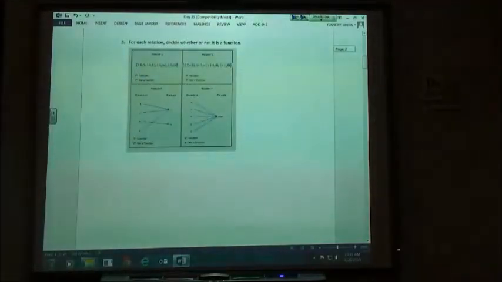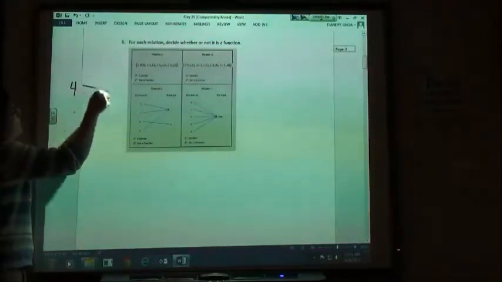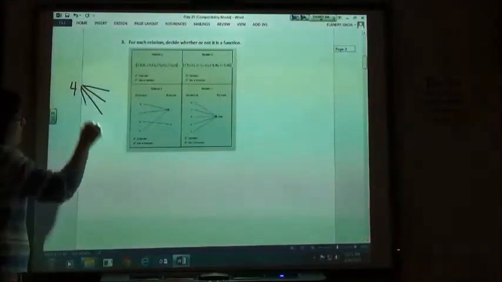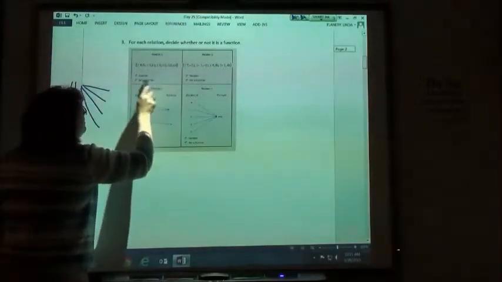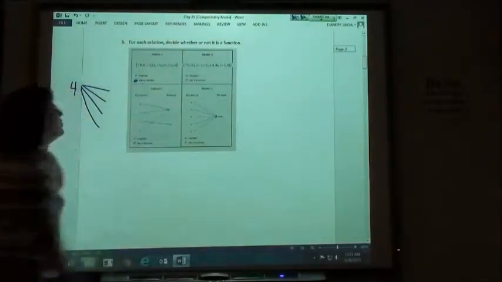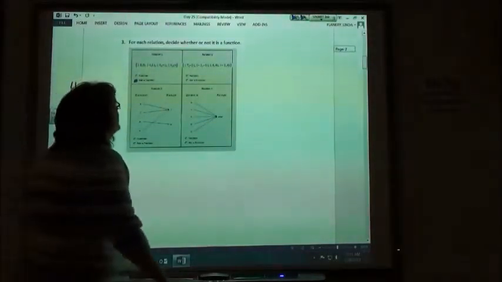So here I just have a 4, and then I'd be going to 4 different things down here. If my x's are the same, then it's not going to be a function, because then my x's go to more than one answer. Your y's, you don't care if your y's are the same.